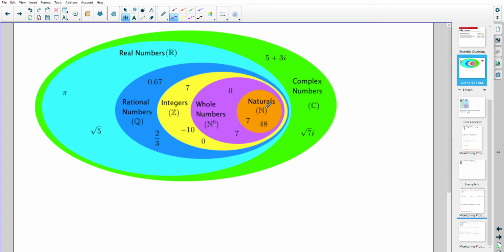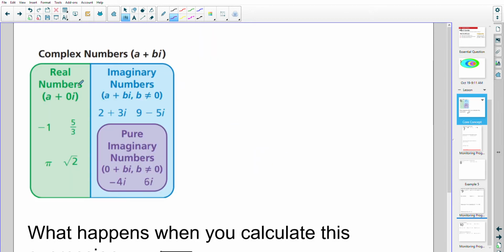A nice Venn diagram shows complex numbers contain all the other number systems. For example, you start with the naturals or the counting numbers, add 0 to it, now you have whole numbers. Now you have plus or minus whole numbers, integers. Now you have rational numbers, which can be written as a ratio. They can be terminating or repeating. Real numbers are the ones on the number line, which include square roots and numbers like pi. And then on the outside of that, you have complex numbers. And inside complex numbers, you have real numbers and imaginary numbers.